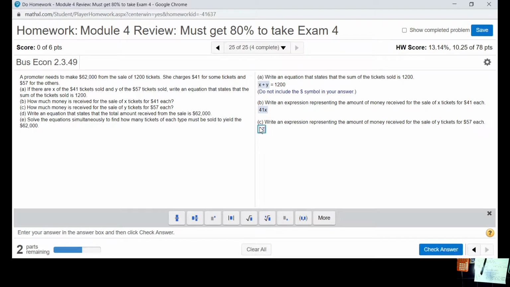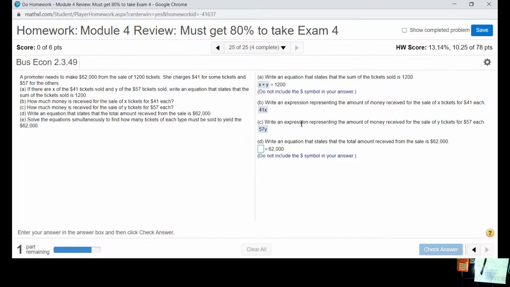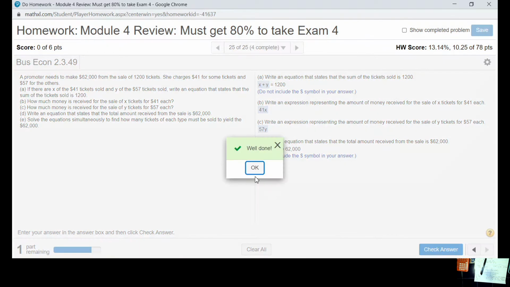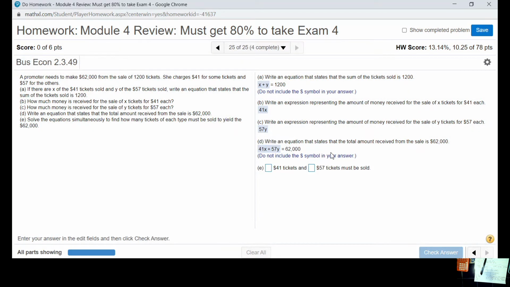This helps us to set up our second equation. Now it's going to say, add it all up. Write an equation that states that the total amount received, see this is dollars, is 62,000. Add these up. 41X, that's how much money for the X tickets. 57Y, the other tickets, add those together, that's your total yield. 41X plus 57Y equals the total. Okay, and then you solve it. So X plus Y equals 1,200 is one. 41X plus 57Y equals 62,000 is the other.